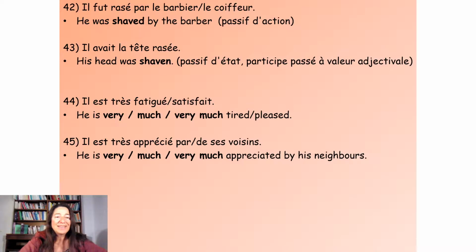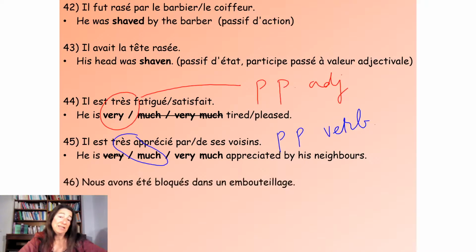So in the first case, the past participle has the value of an adjective. So you would say he is very happy. Therefore, you would also say he's very tired or very pleased. Because the past participle has the value of an adjective. Whereas here, he's much appreciated. And then, of course, you can intensify much with very. So he's much appreciated, he's very much appreciated by his neighbors. Much is the intensifier that is used as soon as the past participle has the value of a verb more than that of an adjective.